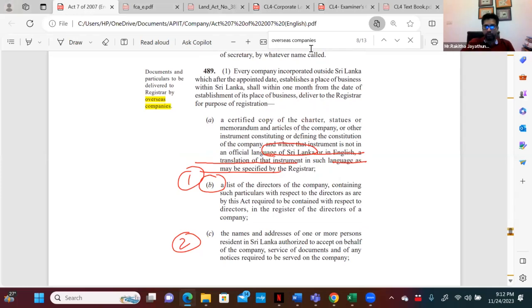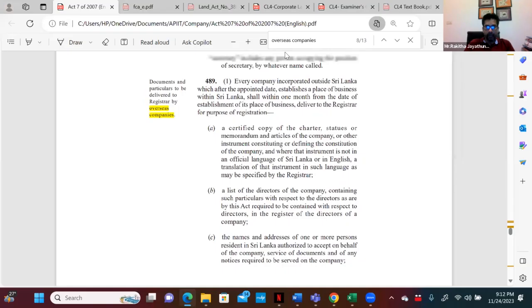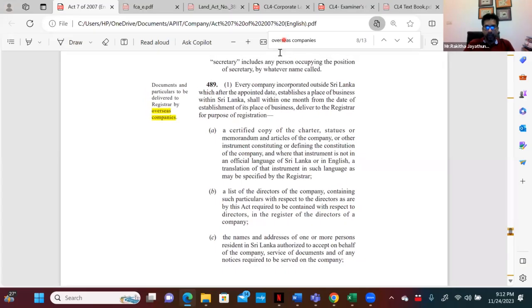That is number 2, right? With respect to the directors as are by the act required. And then the names and addresses of one or more persons resident in Sri Lanka authorized to accept. Now here they have not mentioned how many points. So write as much as you can.